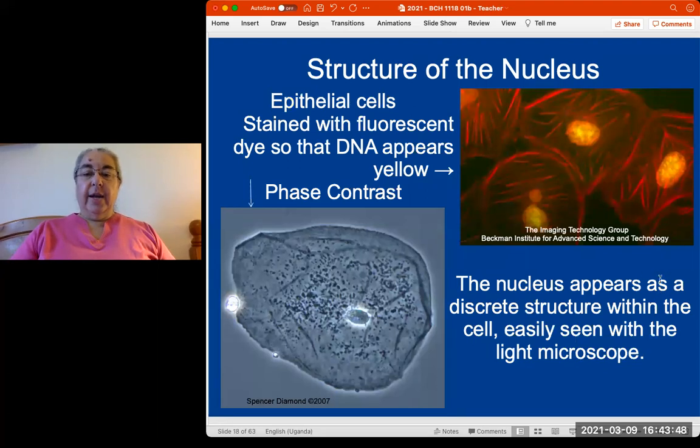So the structure of a nucleus, we've seen these photos before. Here is a nucleus looked at under a light microscope. Here is a stained nucleus. Here a dye has been used that stains the DNA yellow. So we can see that the DNA is very concentrated. It's there in the nucleus and not there in the rest of the cell. The red staining here is staining the cytoskeleton of the cell. So we can see that the DNA is in the nucleus and not visibly in these cells anywhere else in the cell.